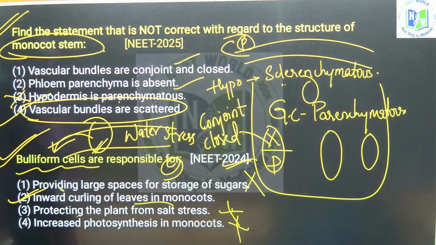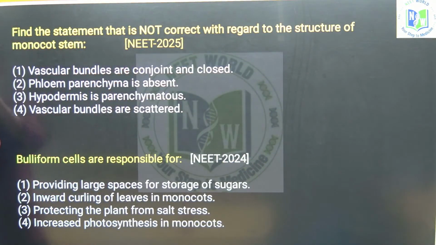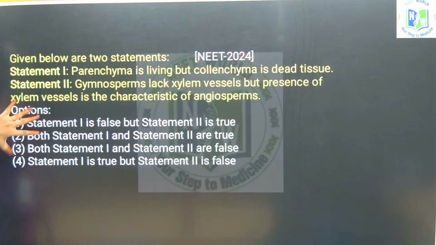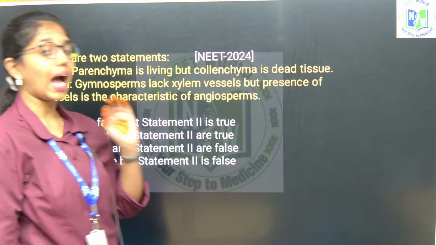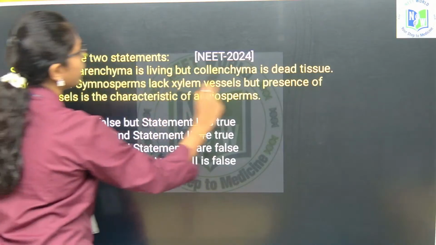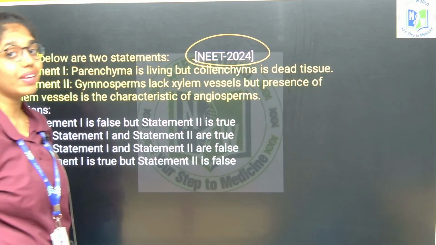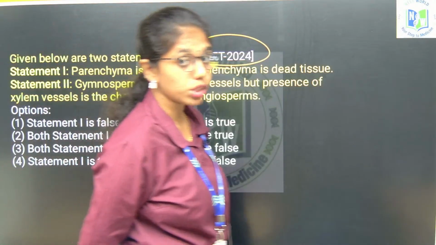Clear, right ma'am? This is the concept description and the question of the two years, 2025 and 2024. One more question. There are statement-based questions also asked from this chapter. This is one such statement-based question that appeared in NEET 2024. Statement 1: parenchyma is living and collenchyma is dead tissue, which is wrong.